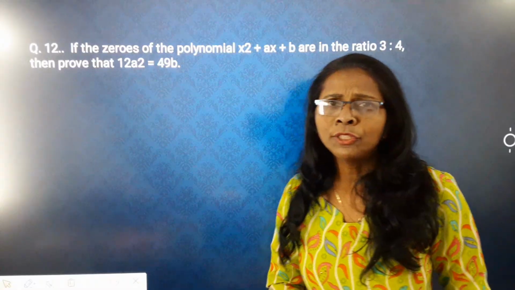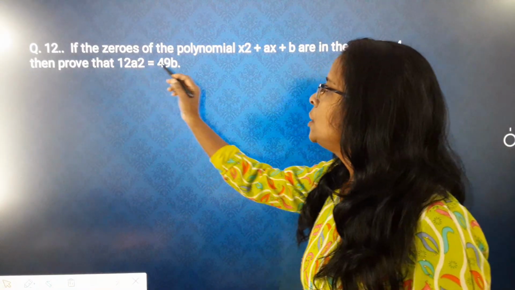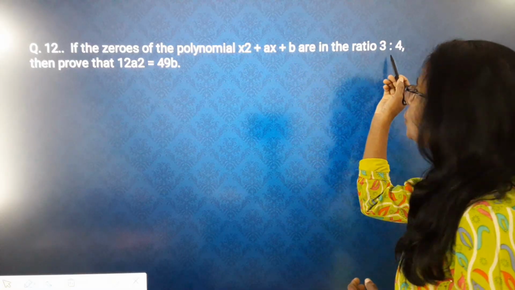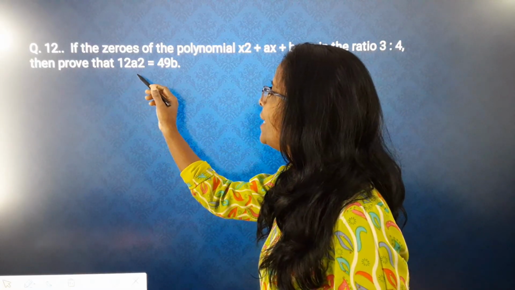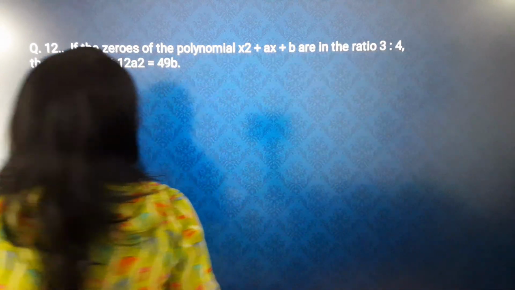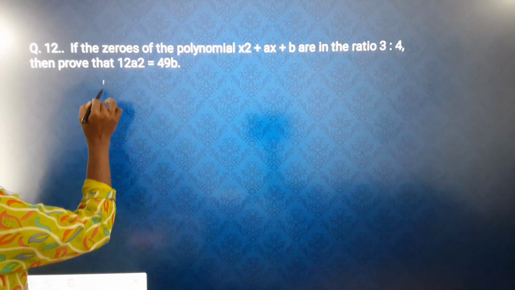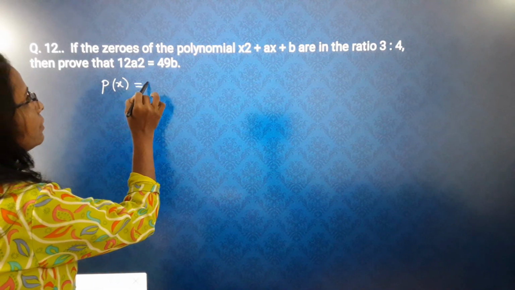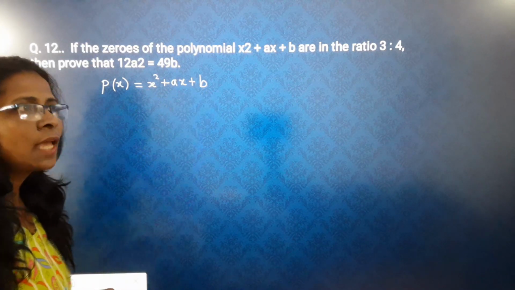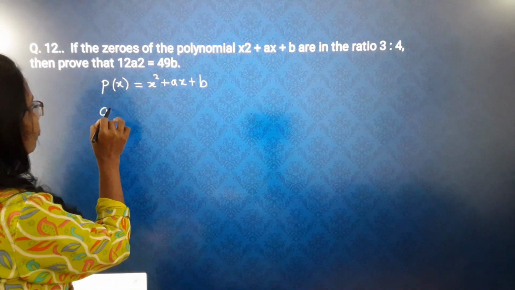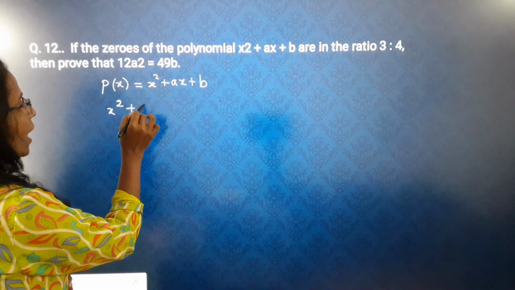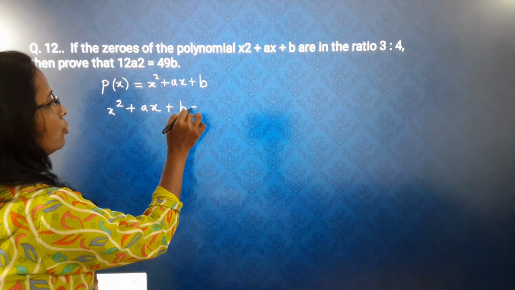Now question 12, students: if the zeros of the polynomial x square plus ax plus b are in the ratio 3:4, then prove that 12a square is equal to 49b. Here, students, the given polynomial is p of x is equal to x square plus ax plus b. And we write it in the quadratic form, that is x square plus ax plus b is equal to 0.